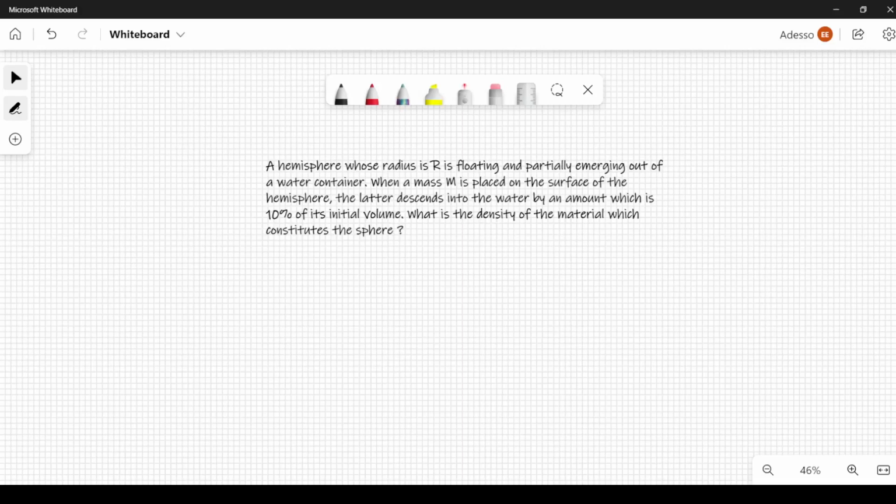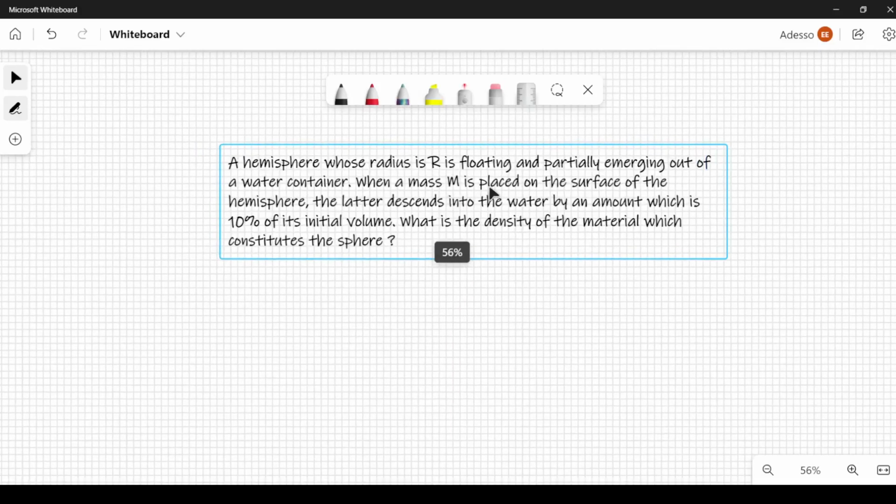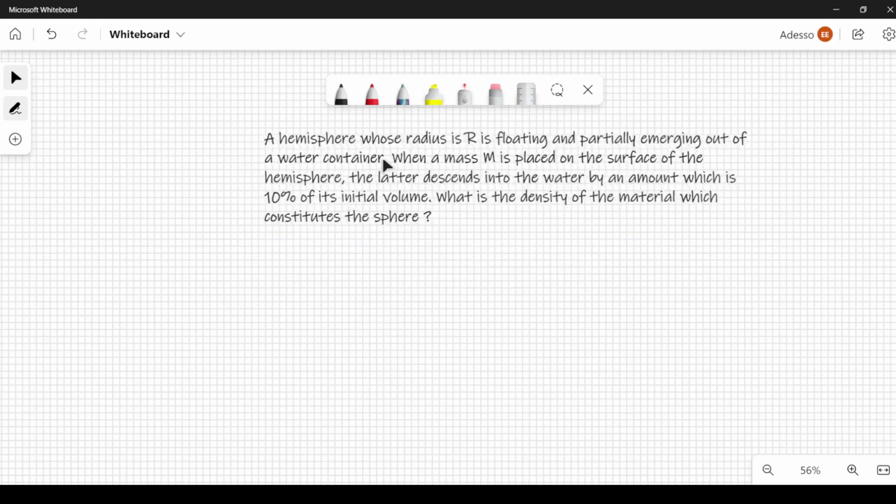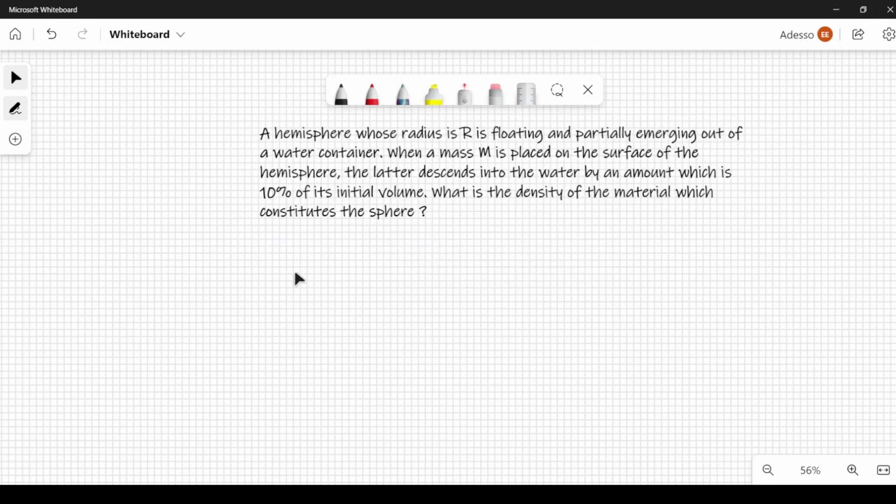Here we have a problem on the Archimedes principle, and I have translated it from Italian. It was taken from an Italian exam, and let's read the problem and then solve it. It's not too long to solve.